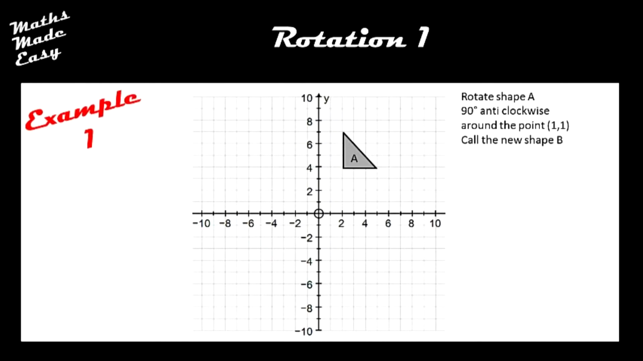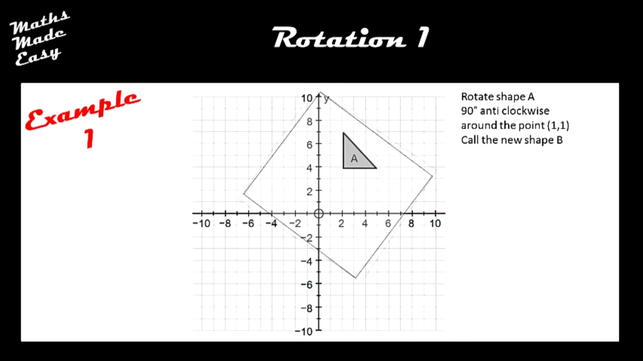Here's a shape on a grid, and I need to rotate shape A 90 degrees anti-clockwise around the point 1, 1. We're going to call the new shape B. Now anti-clockwise is very easy. It's just the opposite direction to which a normal clock would go, and clockwise being the normal direction. So this one is going to spin backwards, and it's going to spin round by 90 degrees.